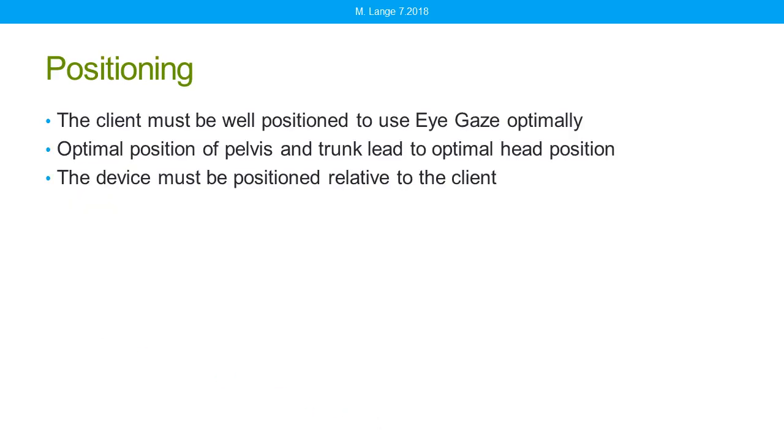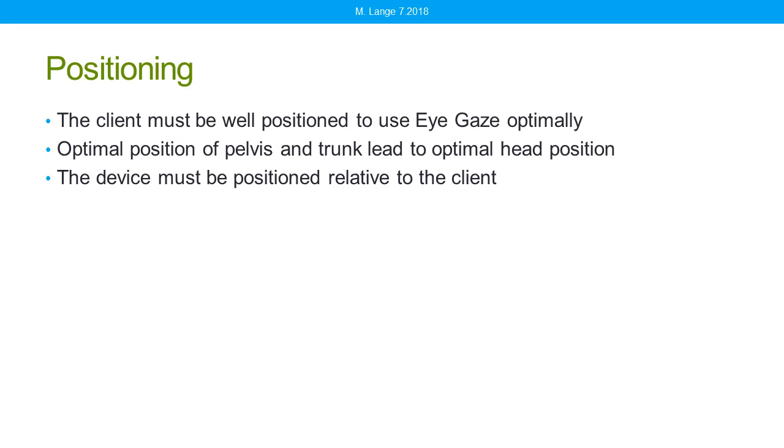So first, positioning. The client must be well positioned to use their body as well as they can, and that includes using eye gaze optimally. Particularly, we want a good head position. If we want our client to have a well-positioned head, that means we need the optimal position we can achieve of the pelvis and the trunk. A lot of our clients slide into a posterior pelvic tilt. They slouch down and their trunk is flexed up.